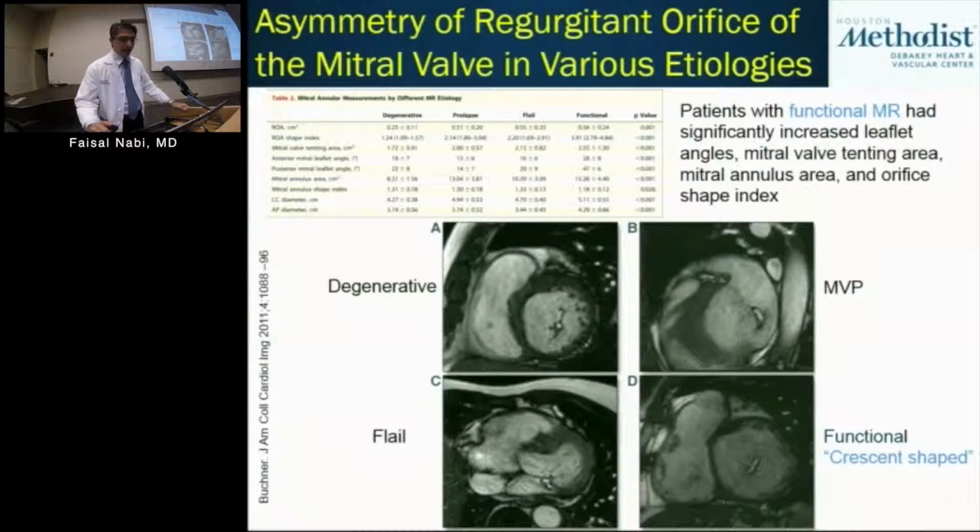CMR can also be helpful in looking at the regurgitant orifice and trying to determine what the etiology of the disease is. And these are just some examples, but the main point I'd like to hit upon is what Steve was mentioning: with functional mitral regurgitation, your anatomical orifice is actually crescentic shaped, and you can see this very nicely with CMR, rather than being a pinpoint hole.